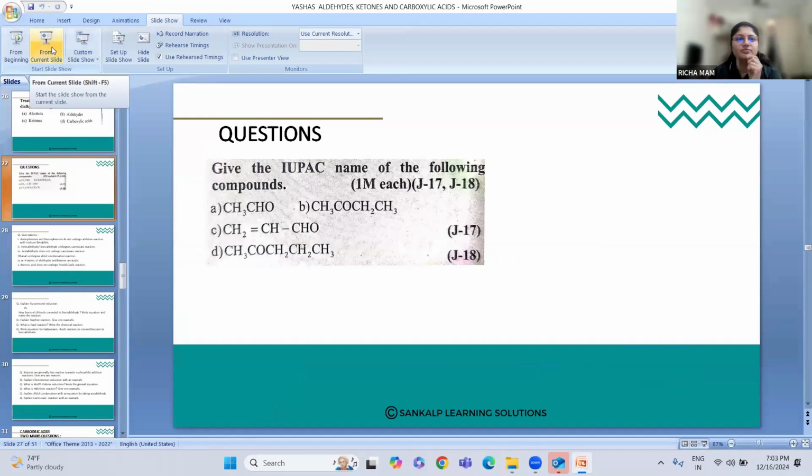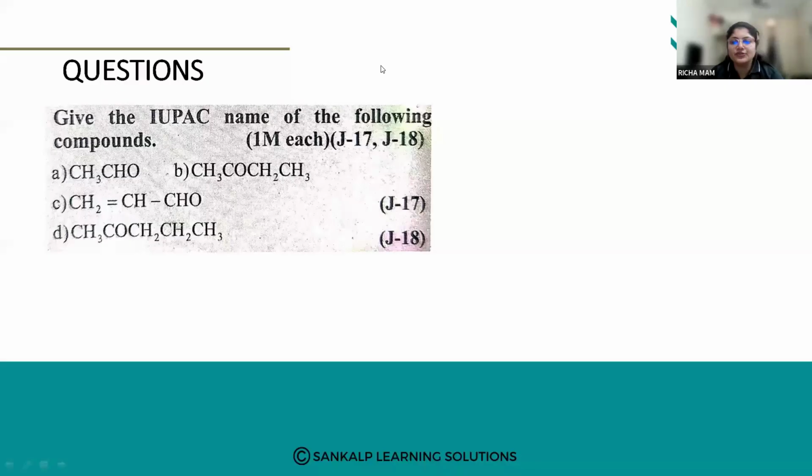Here are some compounds given below, and you have to give their IUPAC nomenclature. Any one compound will be asked. These questions are taken from previously asked question papers, the most repeatedly asked ones. This will help you to score well in your upcoming board examination. So let us start.